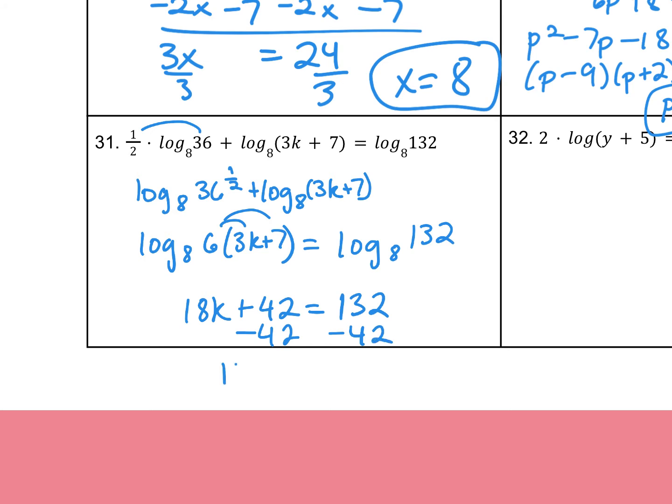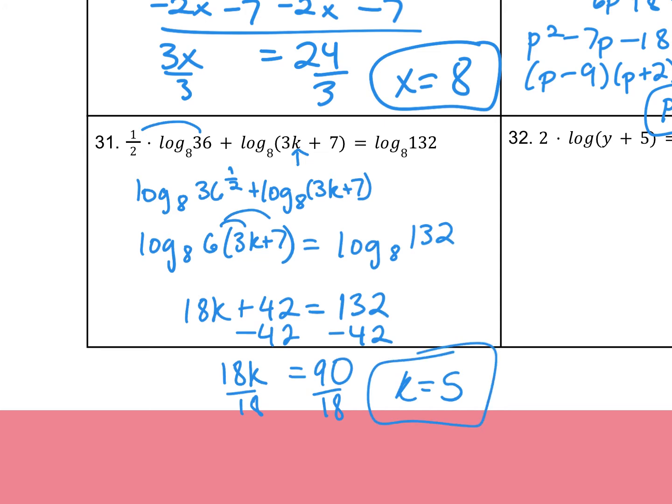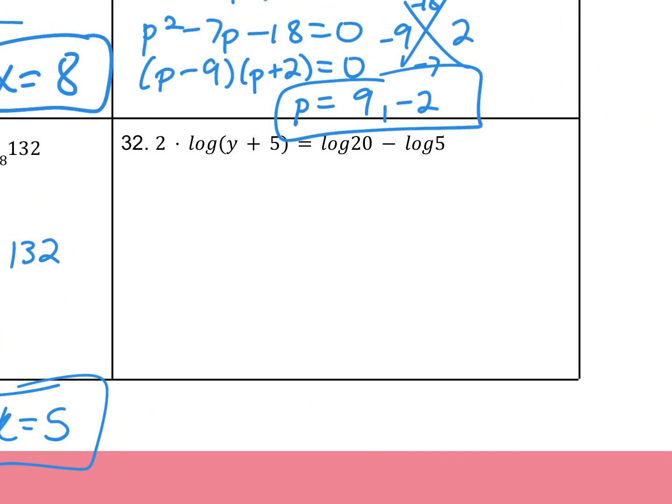Subtract that 42 over, so I get 18k equals, what is this going to be, 90, and then 90 divided by 18 is 5, so k equals 5. Go plug that back in, and that's going to be a positive a value, so I'm good on that. 32, same deal. I don't have a condensed log on the left. It looks like I've still got a power out front, so I need to move that over. On the right, not condensed, right? So I need to combine those since it is subtraction. That means do division. So 20 divided by 5, which I know is 4.